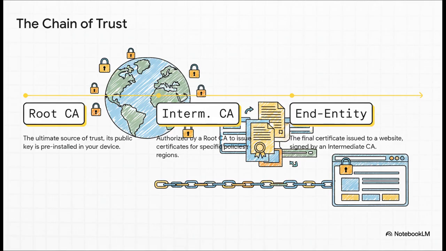Now, these root CAs, they don't issue certificates to websites directly. Instead, they authorize intermediate CAs to do it for them. So when your browser gets a certificate, it follows that chain of signatures all the way back up until it hits a root CA that it already trusts.